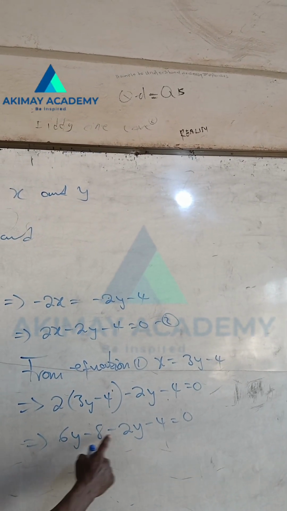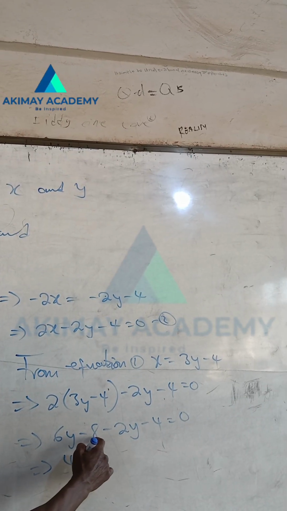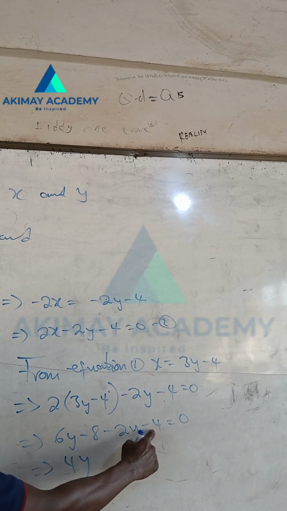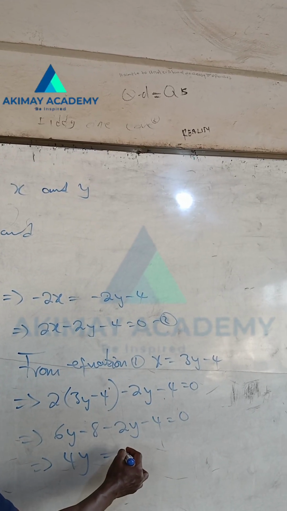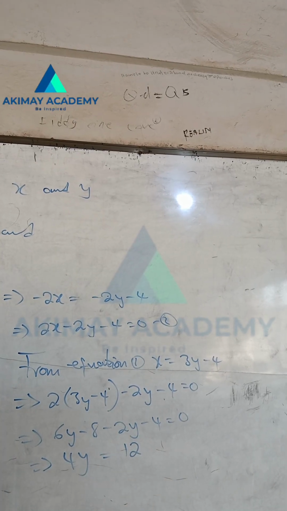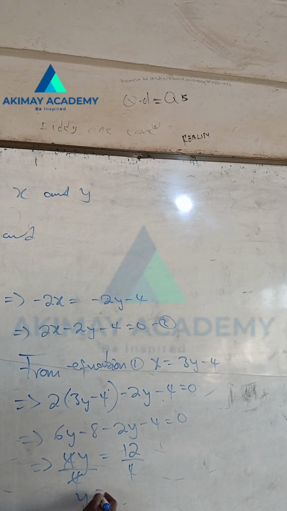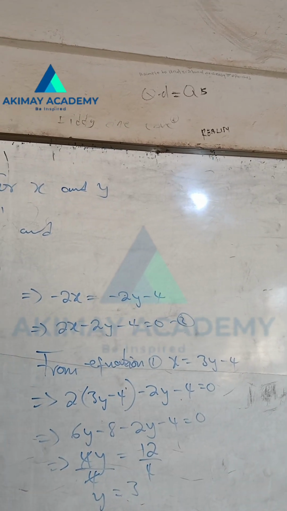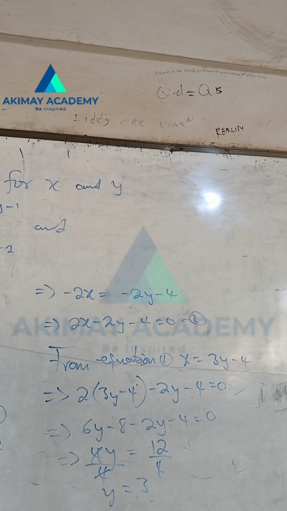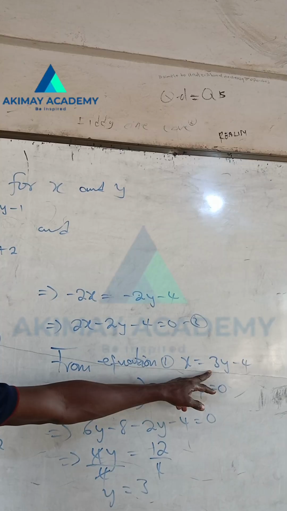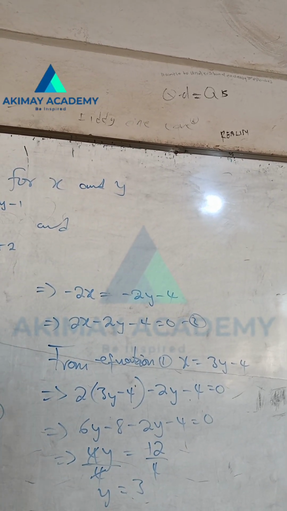So 6y minus 2y, we are going to have 4y. Then minus 8 minus 4 is going to give us minus 12. Send it to the other side of the equation. We are going to have positive 12 over here. Let's divide this by 4, here by 4. This will cancel this. y is equal to 3. Alright, over here it was 3. So with the 3, we can fix 3 inside this particular equation over here. And we are going to have our value for x.